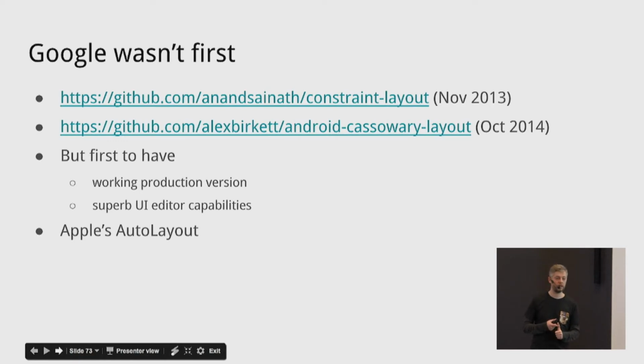First of all, Google wasn't first. There are other layouts that are trying to be constraint-alike layouts, and of course, Apple created AutoLayout themselves for iOS. So Google wasn't first. But Google is first to have super support on Android in the way of a UI editor, and is first to have a working version on Android as well, because those 2 projects at the top there were just proof of concept kind of projects, okay?